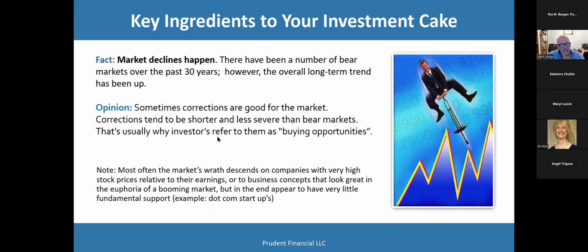Here's a couple of facts. Okay. Market declines happen. I love this one. There have been a number of bear markets over the last 30 years. There's been quite a few of them, actually. If you go back, we had 2008, which was a wonderfully difficult bear market. You had a very short bear market with the COVID situation, the crash of 1987, and a couple other ones along the way. So if you're in accumulation mode, is this a bad thing or a good thing?